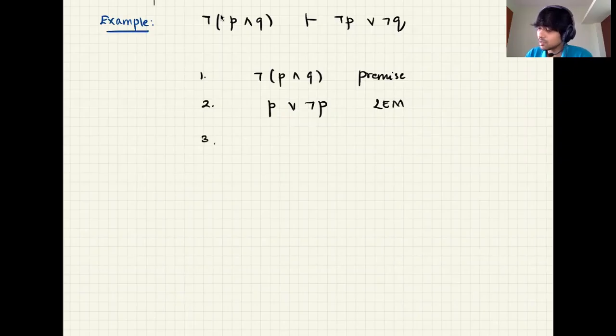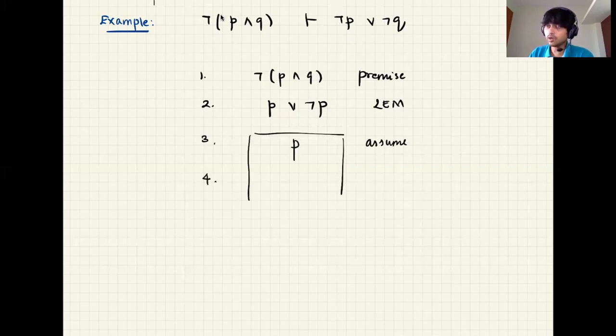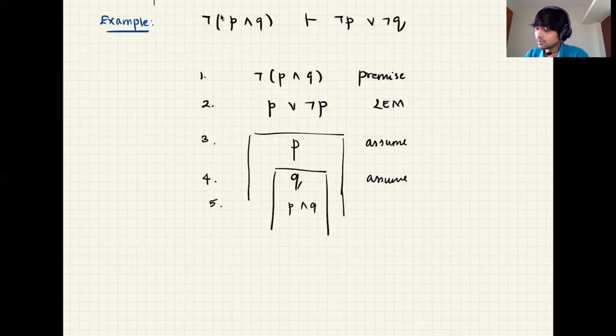Now I assume P. Inside this, I want to derive not P or not Q from here. Once again, I assume Q within this context. This will give me P and Q by the AND introduction on 3 and 4.